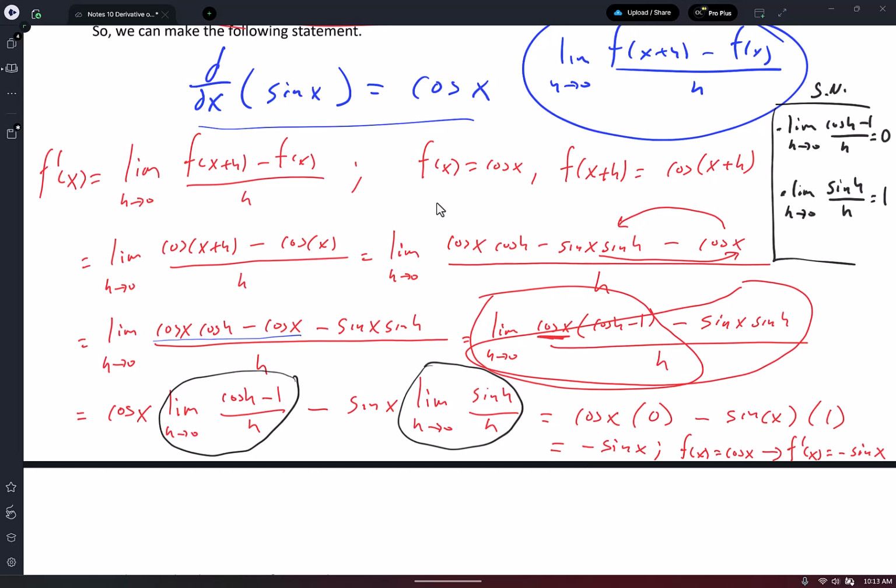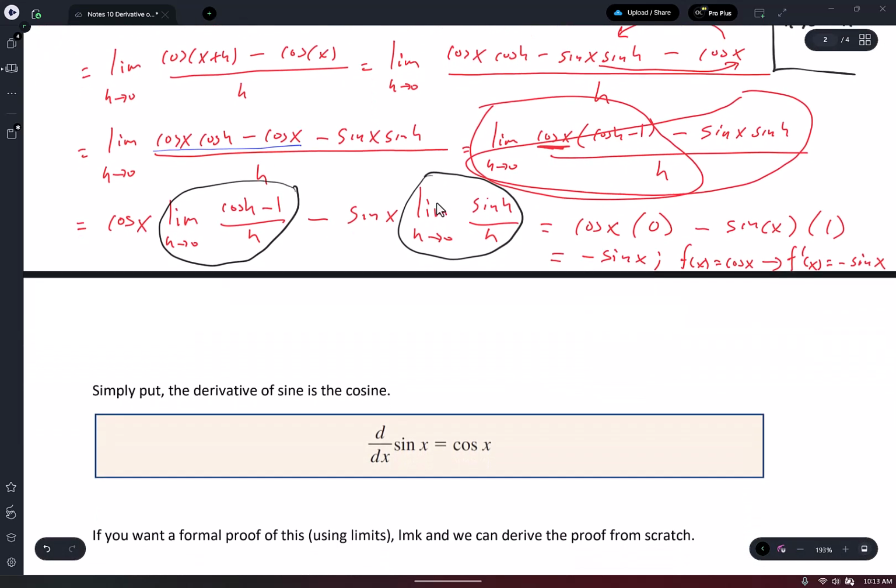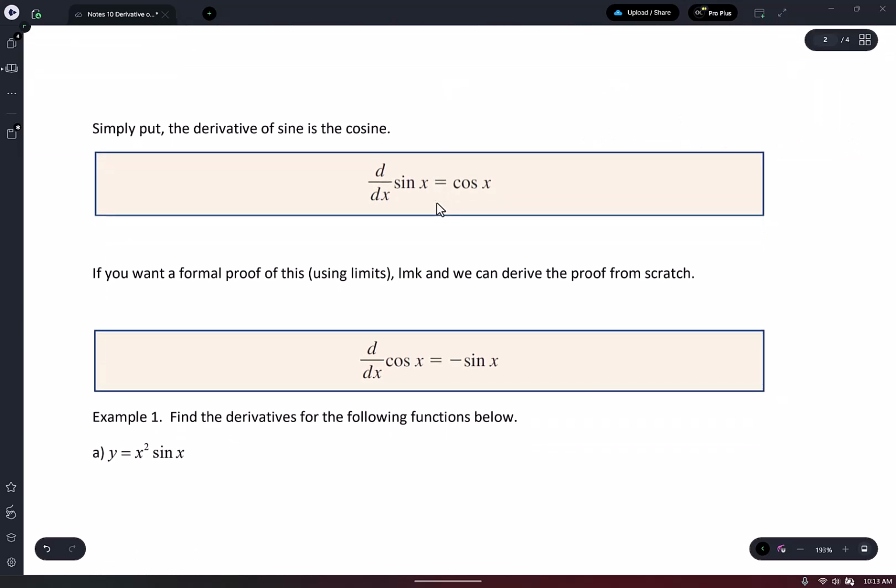So all these things come from somewhere. They just don't magically appear. So here's the rule. Do we have to do that every time? No.